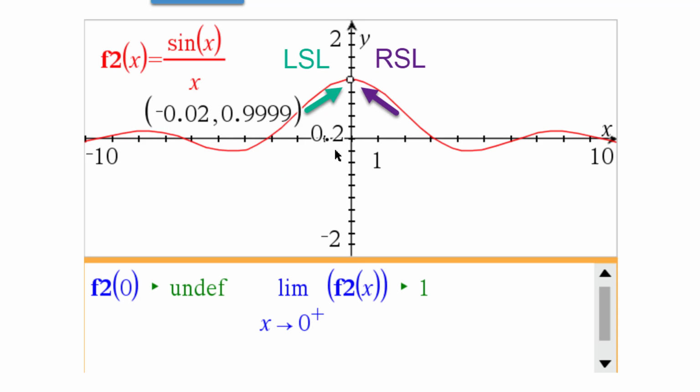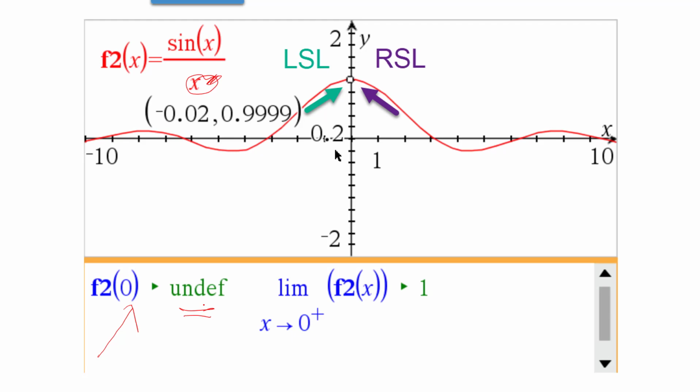So I've got a function sine x over x, and you can see the graph is the red graph. Now the domain for this function is defined everywhere except when x is 0, because if you look at the function, if the denominator becomes 0, then the function becomes undefined. So the function is undefined at 0.